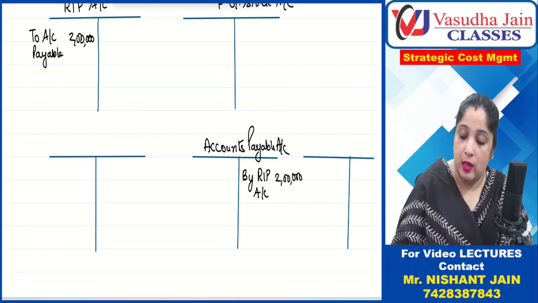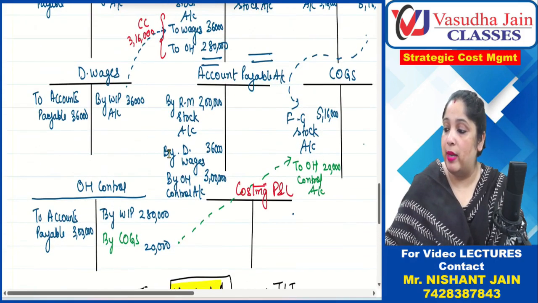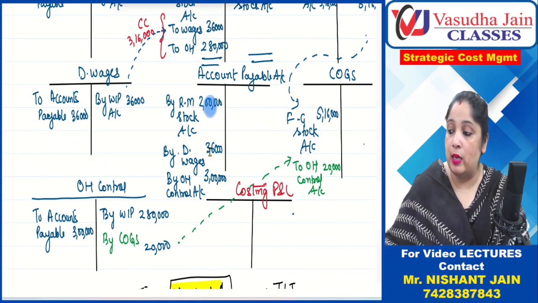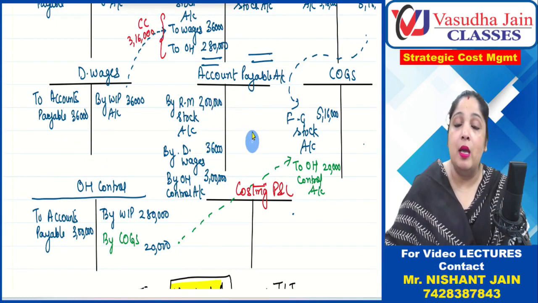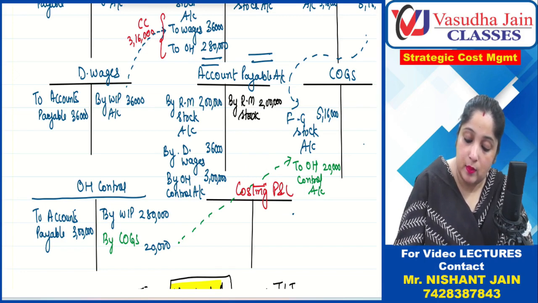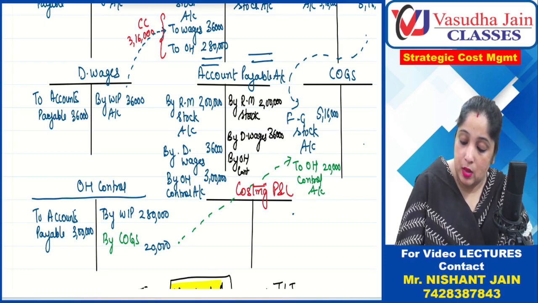And I think I made a little mistake in the first traditional method. All these three entries were not supposed to be done on the debit side. They were supposed to be done on the credit side. Let me write here by raw material stock 2 lakh, by direct wages 36,000, by overheads control account. Please, you obviously will not make this silly mistake.